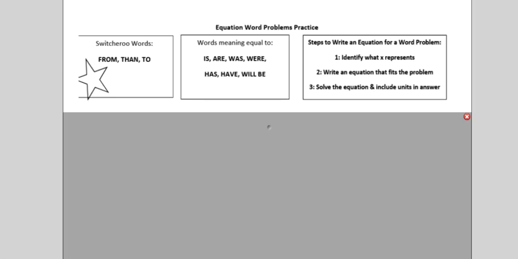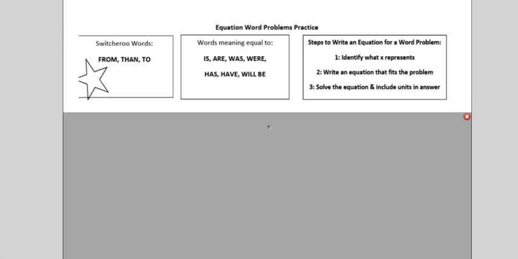All right, guys, so today we are going to be covering equation word problems. So we know now how to solve one-step equations, we know how to solve two-step equations, but now it is our job to set up an equation, one or two-step equation, in order to solve for a missing value.